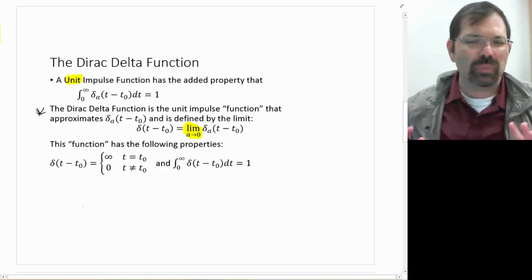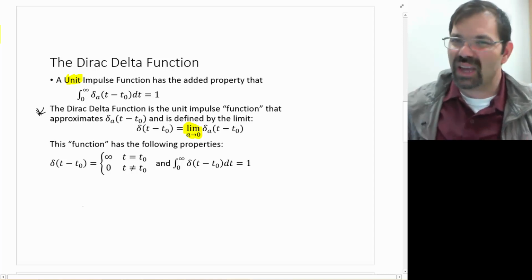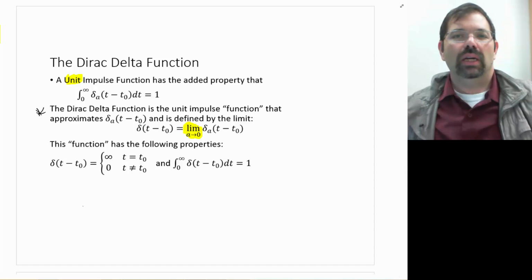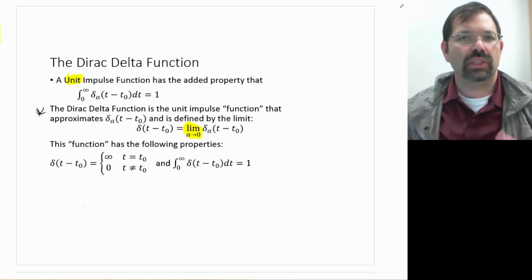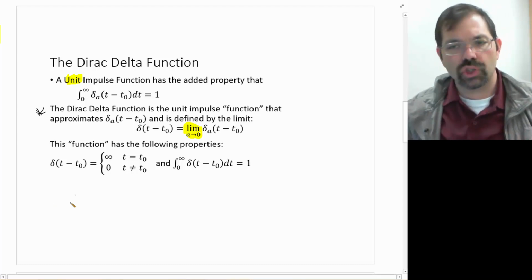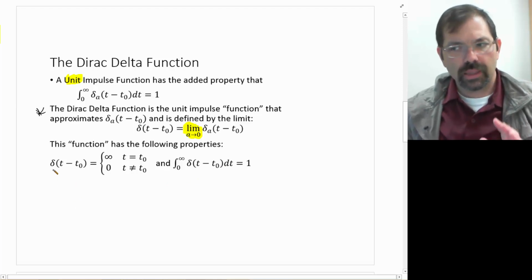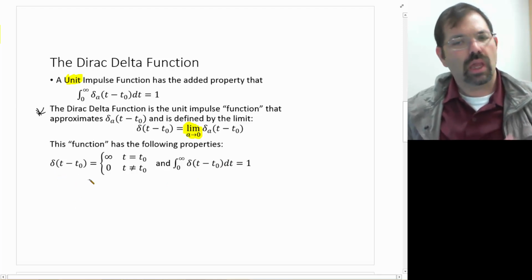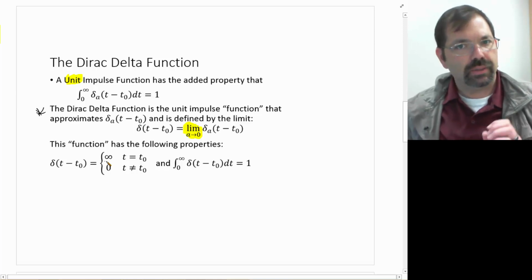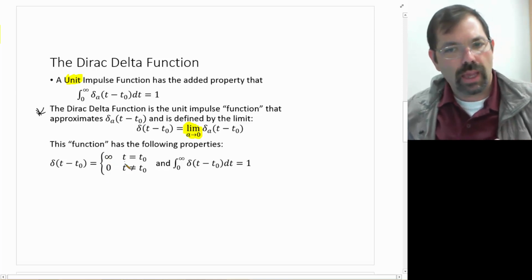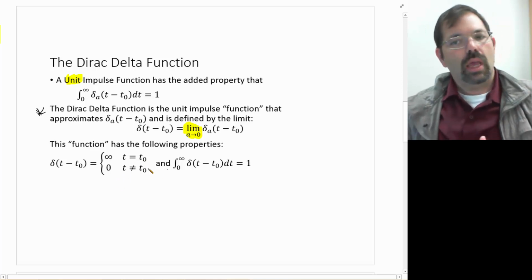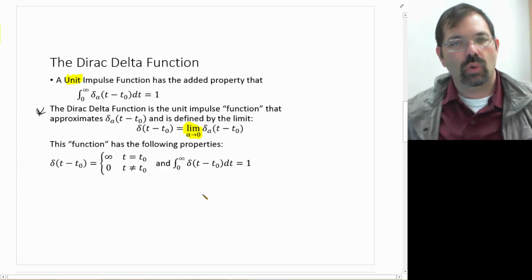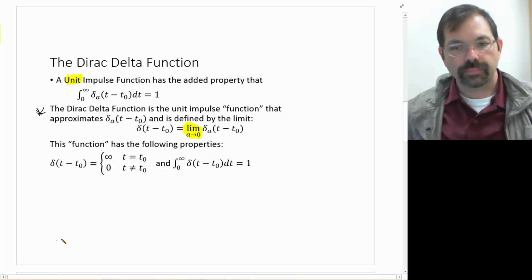And notice I'm putting function in quotation marks. It's not really a function as we've defined them through algebra. It's this thing called a generalized function that if you take some higher level classes, you'll learn more about. This function has the properties that Dirac delta of t minus t naught is defined as an infinite value at that specific t naught, and otherwise it's 0. And if we integrate this delta function over time, we get exactly 1.